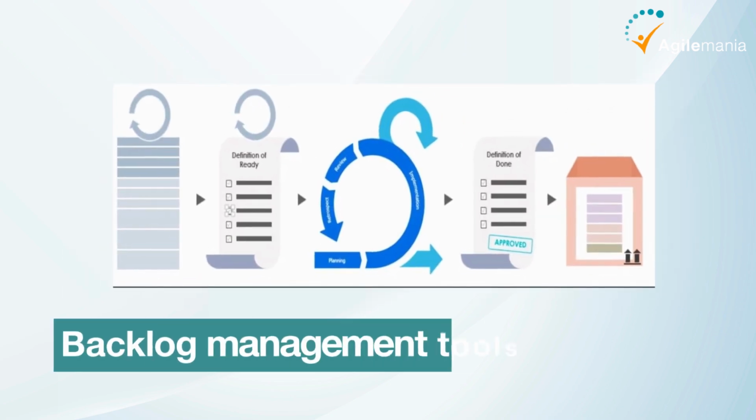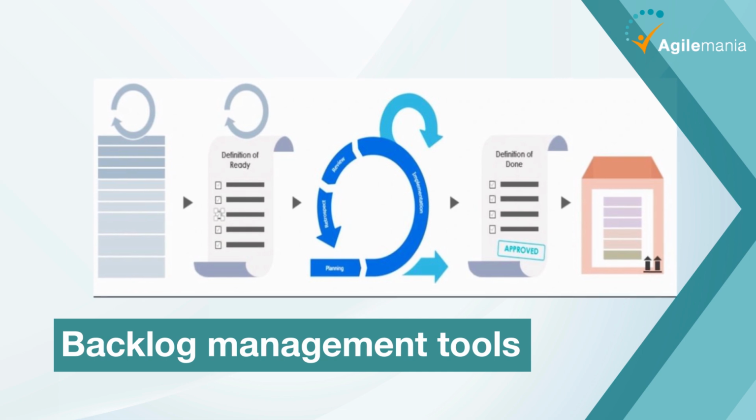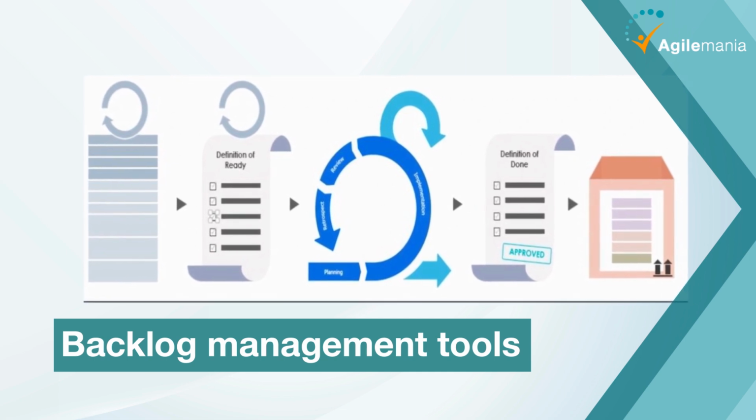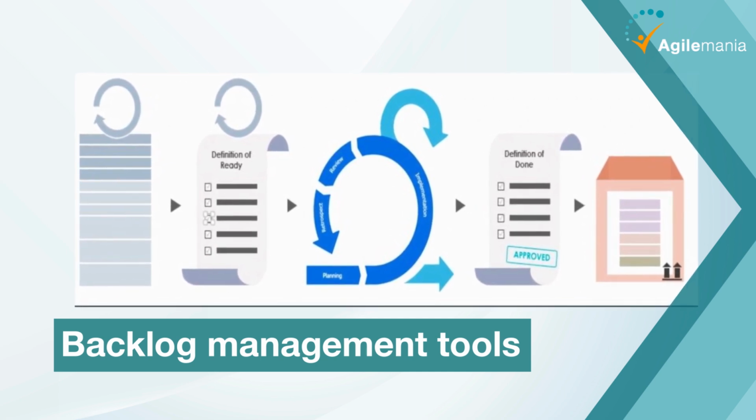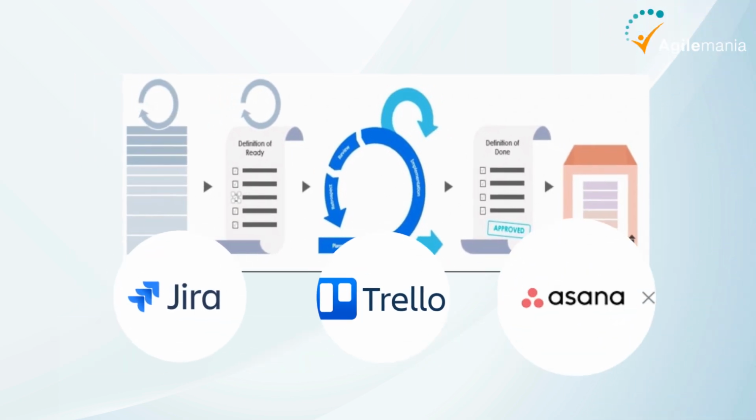First is backlog management tools. These are tools that help you manage your product backlog, which is a list of features or user stories that you want to deliver in your project. Examples of backlog management tools are Jira, Trello, or Asana.